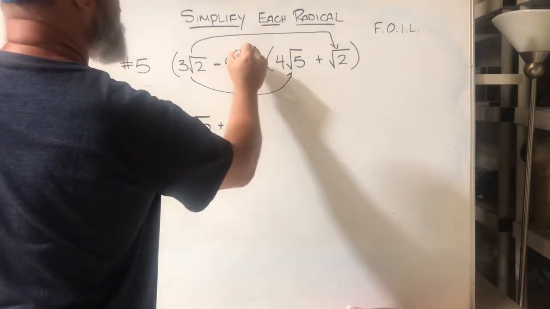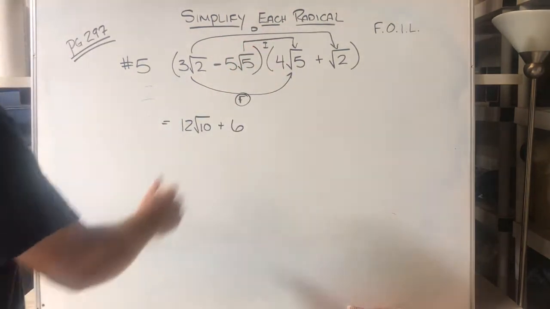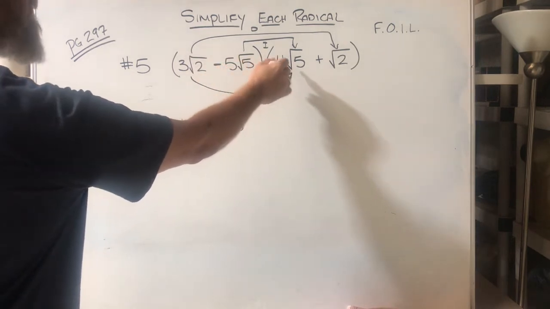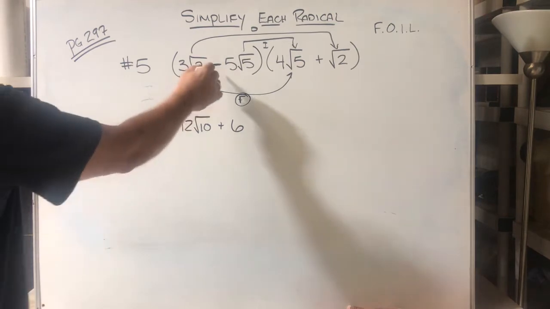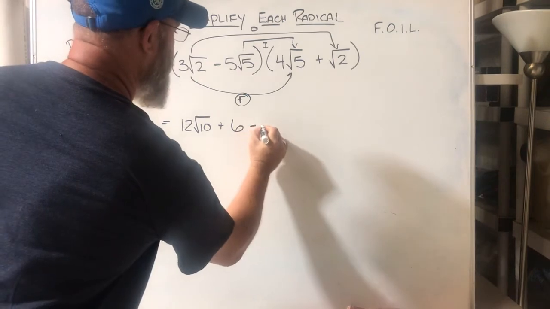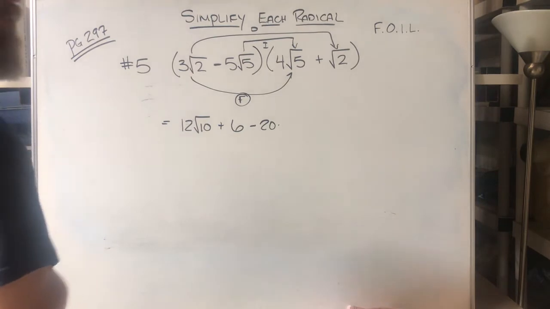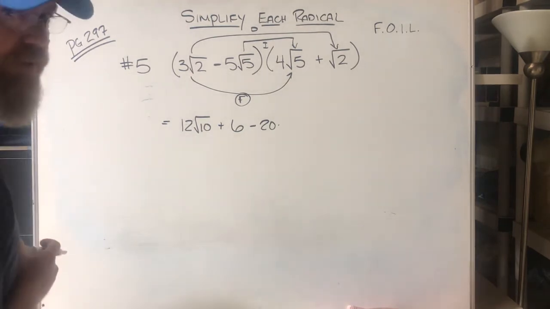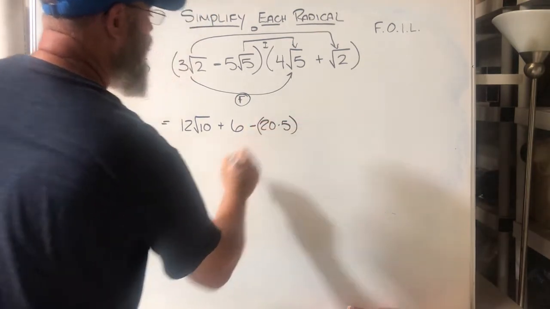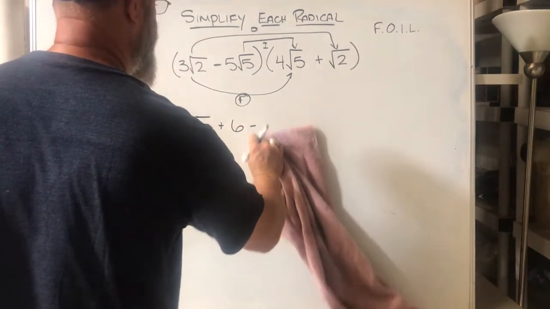Then we do the insides. So that was outside, this is inside. So negative 5 times the square root of 5 times positive 4 times the square root of 5. Well, what is negative 5 times positive 4? You do the coefficients first. Well, that's negative 20 times the square root of 5 times the square root of 5. Well, that's the square root of 25. And what's the square root of 25? It's 5. So that would be 20 times 5. And what's 20 times 5? Well, that's 100. So that's negative 100.